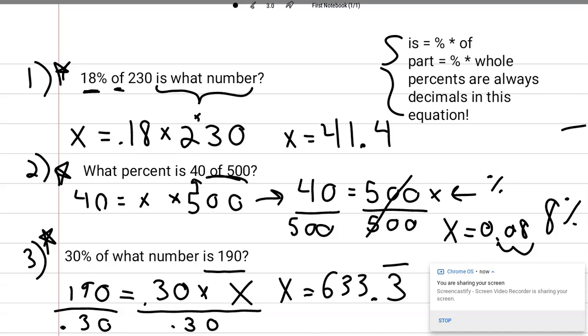So when you do that, you're going to get an answer of 633.3 repeating. That's what that bar means. So really, we could say our answer is 633 and 1/3. 1/3 is the fraction form of 0.3 repeating.